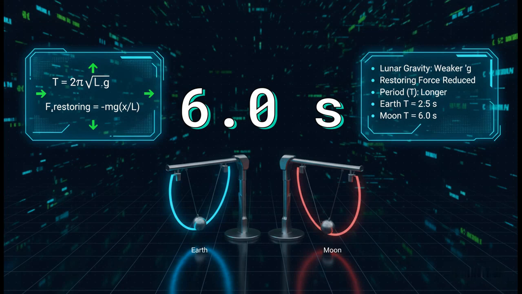Whoa! Back on Earth, this same pendulum would take about 2.5 seconds to swing back and forth. But on the moon, with its much weaker gravity, that restoring force is also much weaker. The whole oscillation happens in this beautiful slow motion. The period is way, way longer.